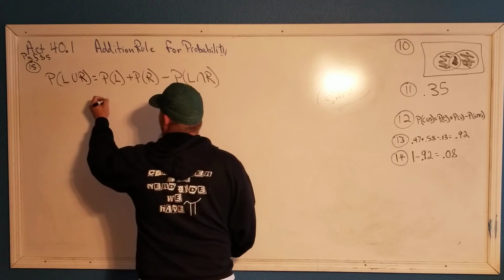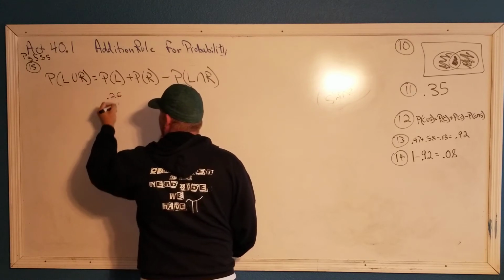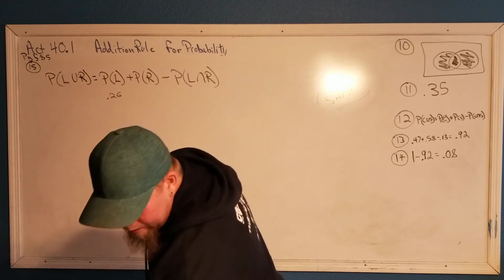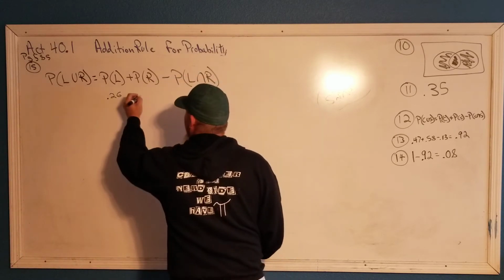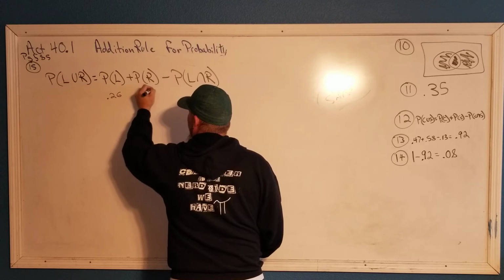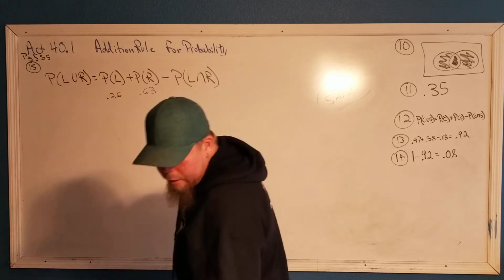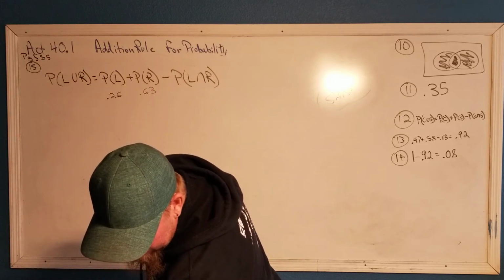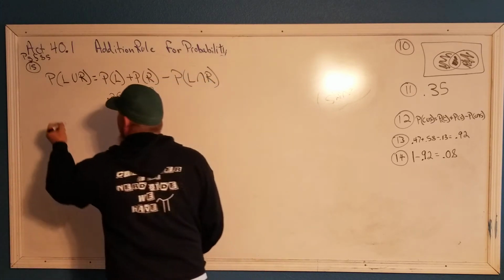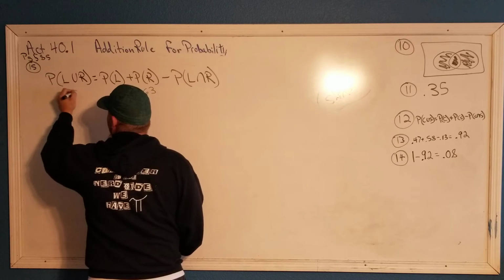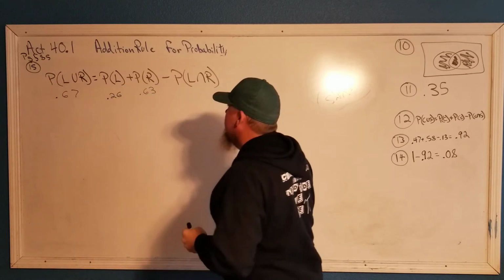So for the L, we have 0.26 here. And then it says for the recycles refuse is 0.63, so we have 0.63 here. And then it says the probability that they do one or the other is 0.67. So 0.67. And what they're asking us to find is this value.